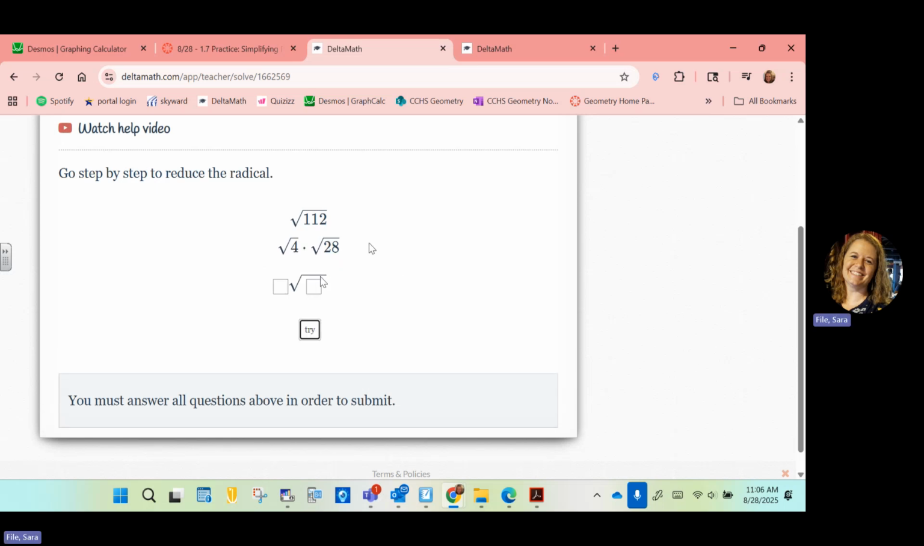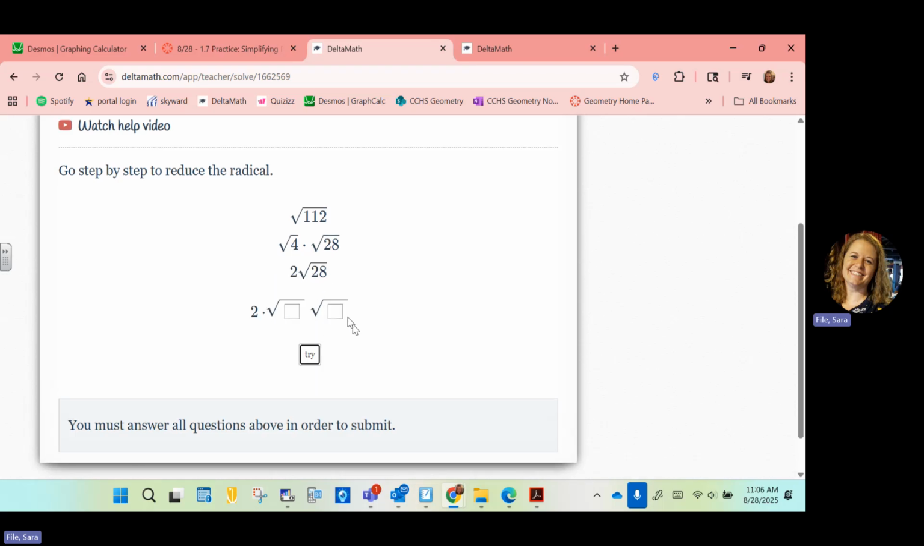If you hit try and it takes you to the next step, you're good. If it's not a perfect square factor, it's going to give you a little message and tell you that it's not, and have you go back and try again. Now, what is the square root of 4? 2, because 2 times 2. So just 2, because once it's not under the radical, it's just a 2, right? So now it's just a 2 outside, and it's still the 28 inside. And now it's going to have us break the 28 down further. Is there a perfect square factor of 28? 4 and 7.